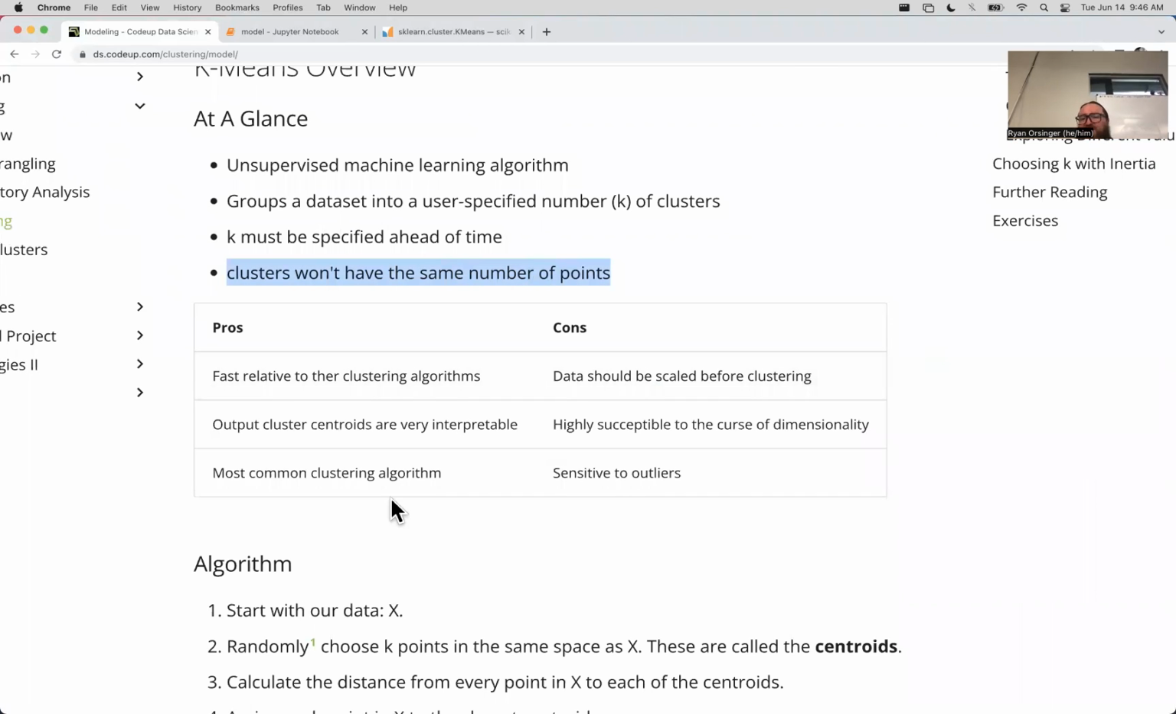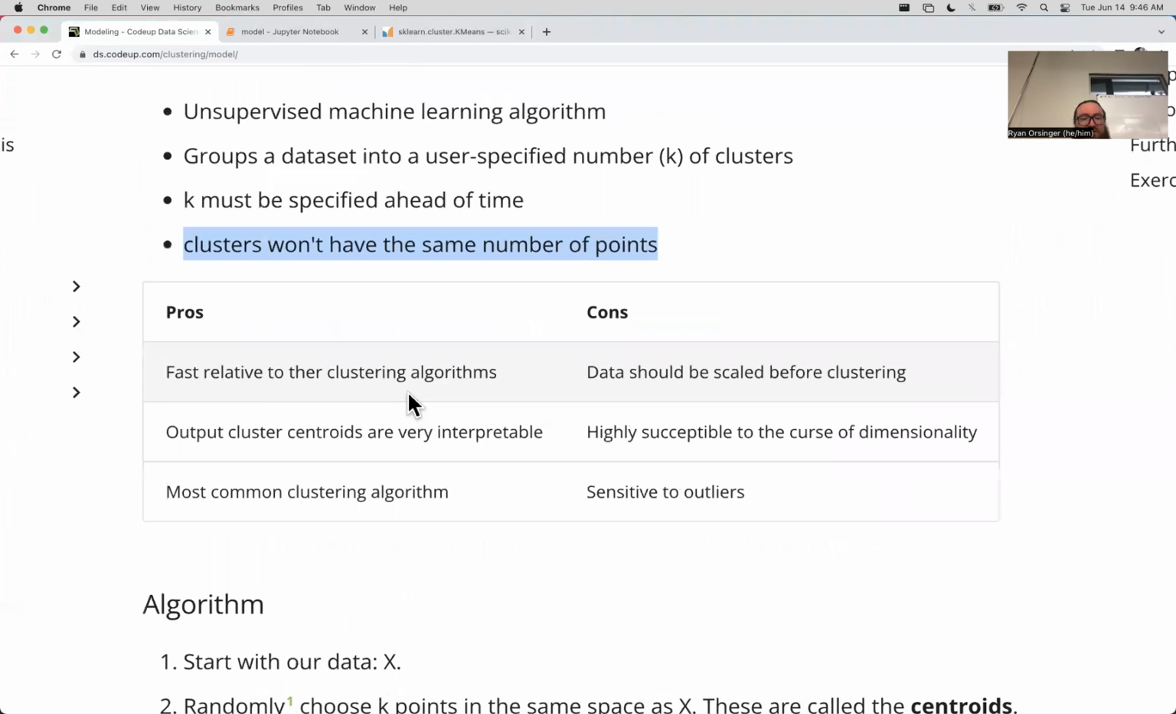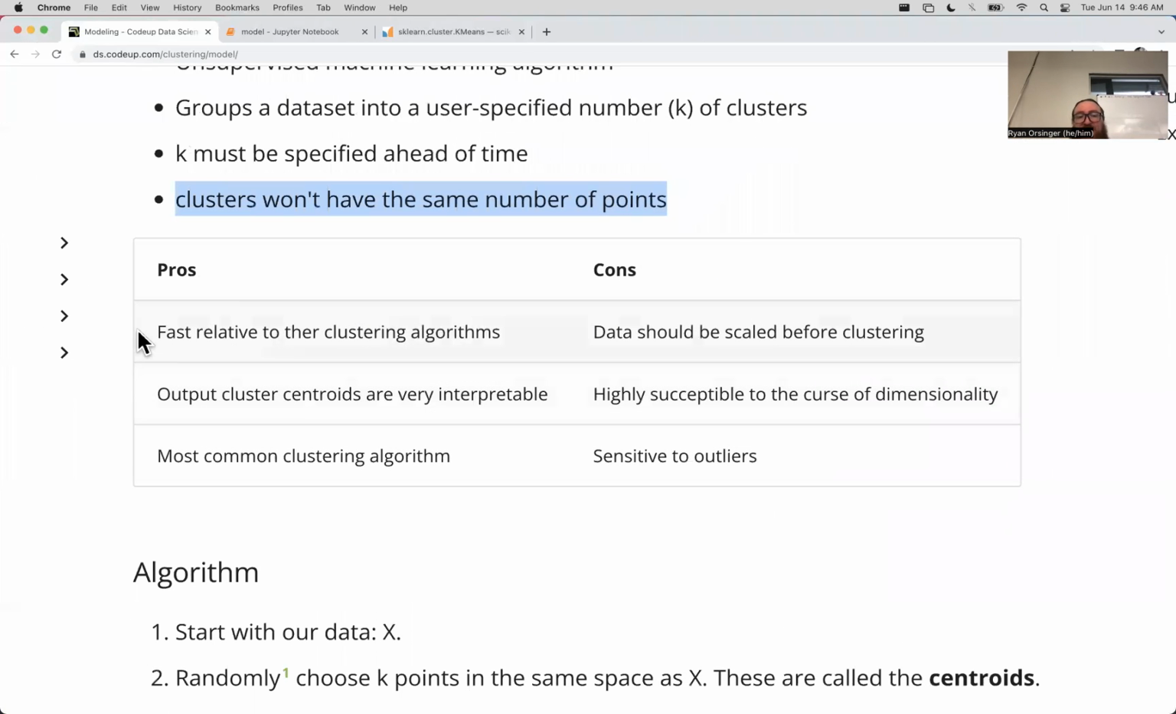So what are some pros? What are some cons of k-means? We'll start with the pros. K-means is relatively fast compared to other clustering algorithms. The idea of cluster centroids, think of that as the center of a cluster, is very interpretable. And it is one of the most common clustering algorithms. There are others out there, but k-means is really a bread and butter kind of workhorse.